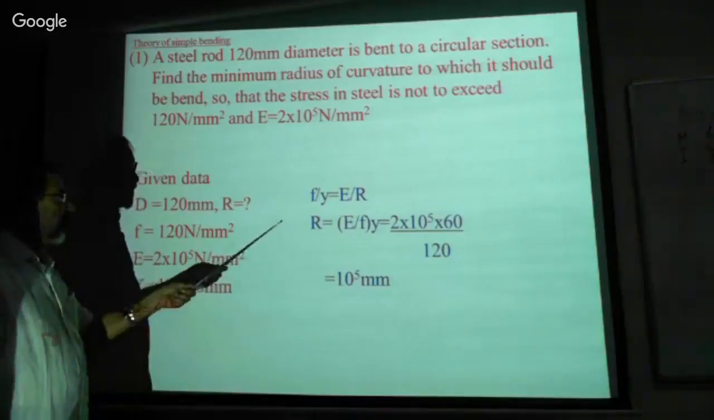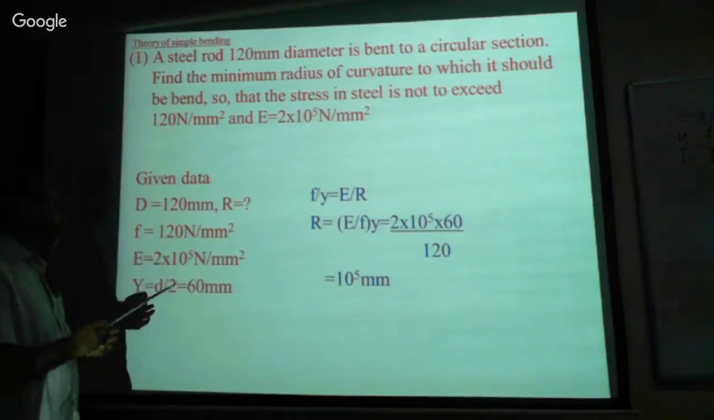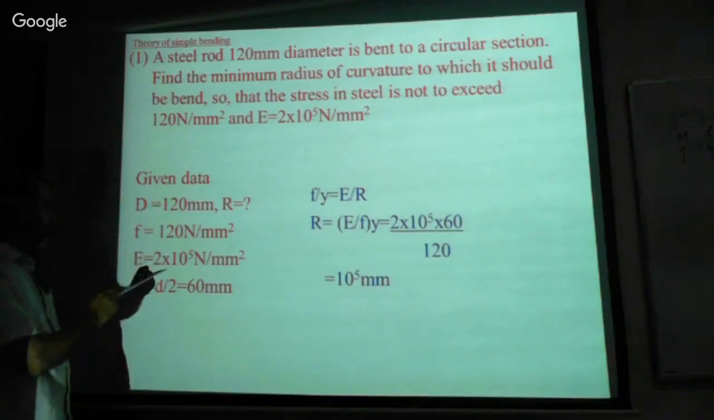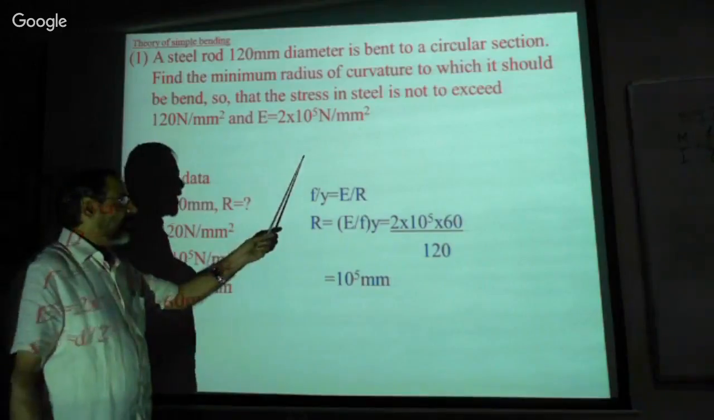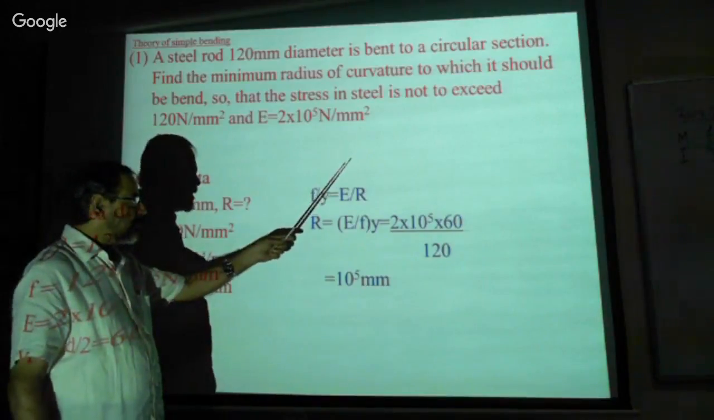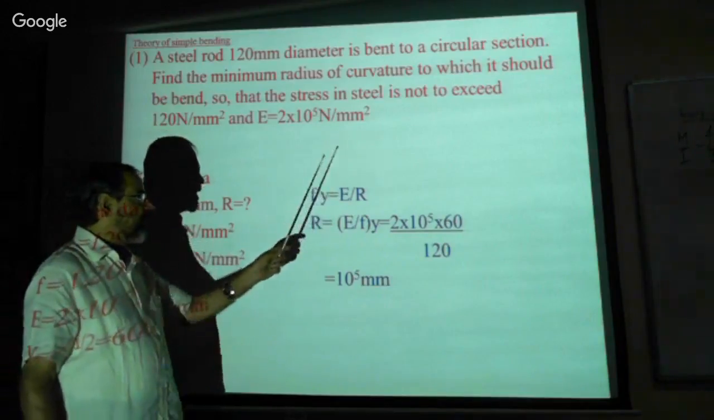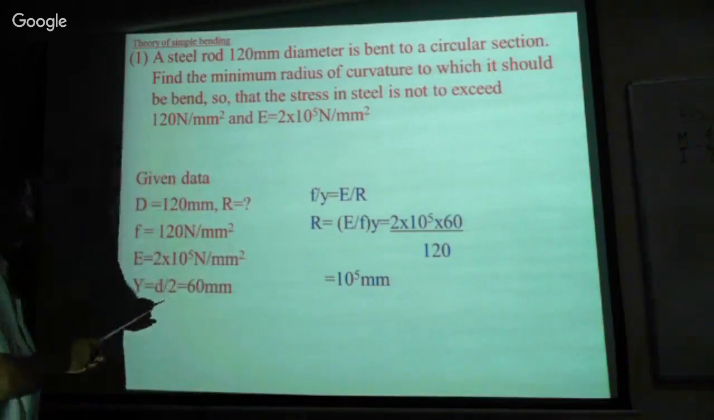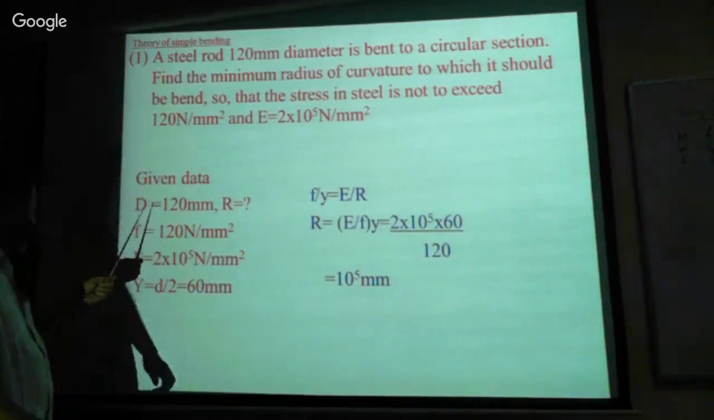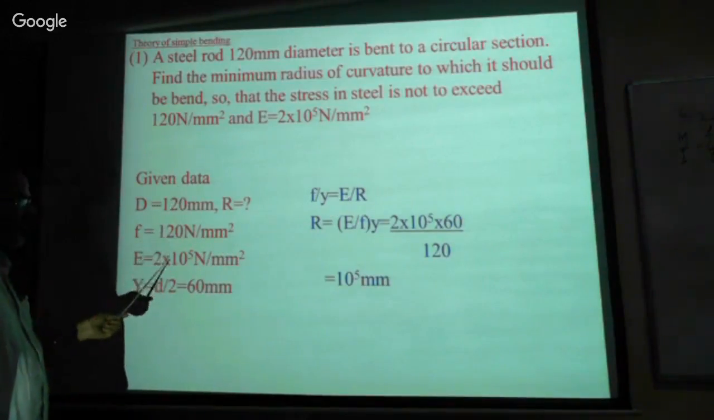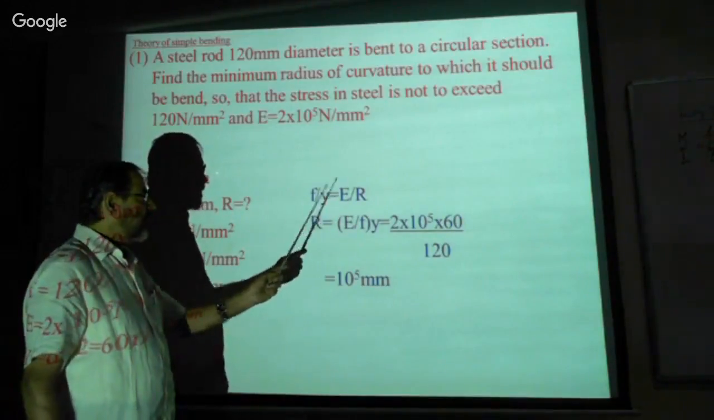What our students should do is first write down the given data carefully. Then bring the equation M by I is equal to F by Y is equal to E by R. From that, depending upon the data given, select any two terms. For this given problem, let us take F by Y is equal to E by R.